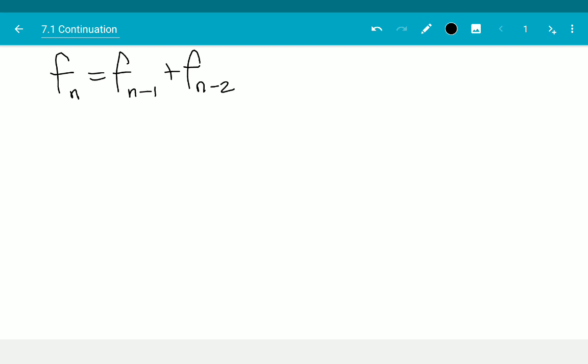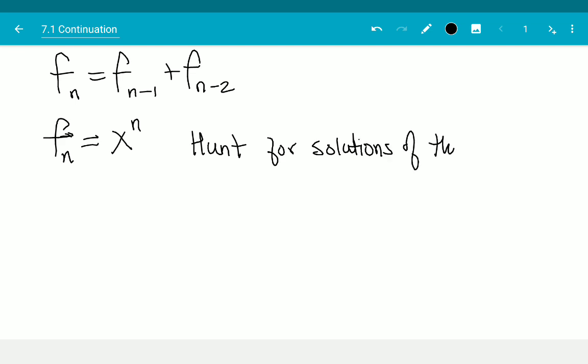The idea is I am going to hunt for solutions of the form f_n = x^n. Life would be great if I could find such a solution. Now, this might not exist, but I am going to blindly hope that it does. This is the standard technique. Whenever you're trying to solve differential equations and so on, you look for solutions of this form, generally with exponential functions.